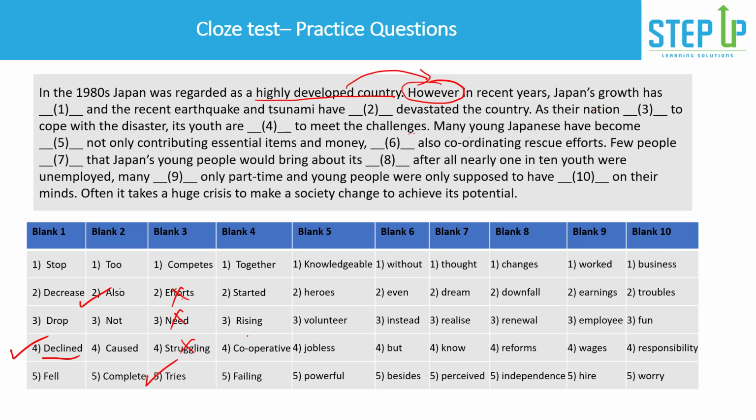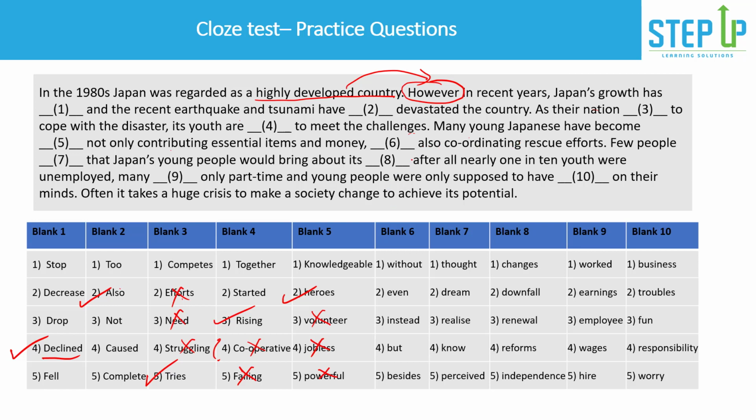Are rising. Yes, this is all wrong. Cooperative, no, it was cooperating, it could still have been considered, but here it's only rising. Its youth are rising to meet the challenges. Many young Japanese have become dash, not only contributing essential items and money, but also coordinating rescue efforts. So something positive about them, right? Many young Japanese have become knowledgeable, heroes, volunteers? Jobless, no. Powerful, no. It should be heroes because they are contributing essential items and also coordinating. So you're talking about something positive, right?